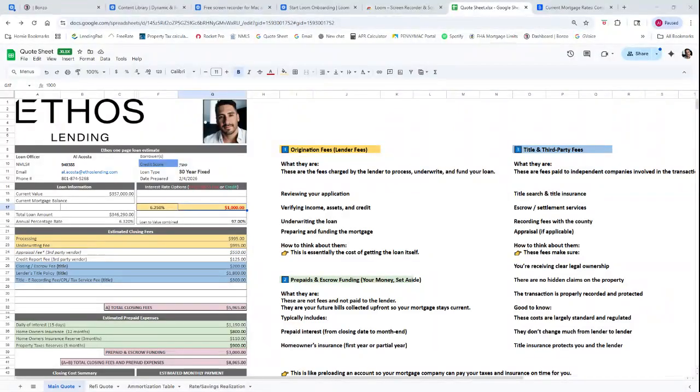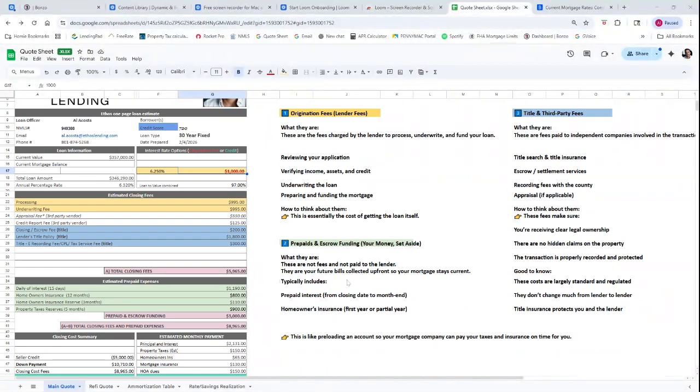All right, moving on. We have prepaids and escrow. So essentially, this is what we're paying in prepaids. So I like this little note here. They're not fees. They are not paid to the lender. They are future bills collected up front so your mortgage stays current. A question that I get often is, hey, I'm paying 12 months up front for my homeowner's insurance, and then I'm paying another 3 months. Like, that's 15 months collectively. Why am I paying so much? Well, the answer is we're going to send a whole 12 months of payments to your homeowner's insurance company so that your first year is completely paid through, right?